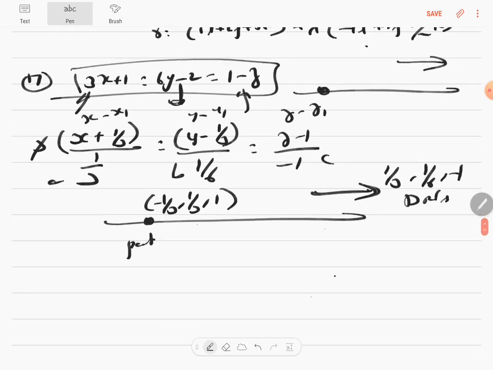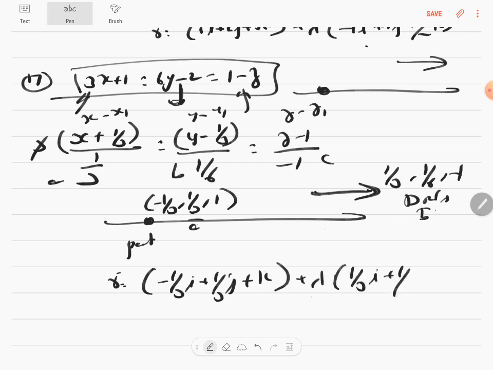They're asking you for the vector form. R vector is equal to, this is A vector and this is B vector, so r vector is equal to minus 1 by 3i plus 1 by 3j plus 1k plus lambda times 1 by 3i plus 1 by 6j minus 1k. So that will be my vector format.